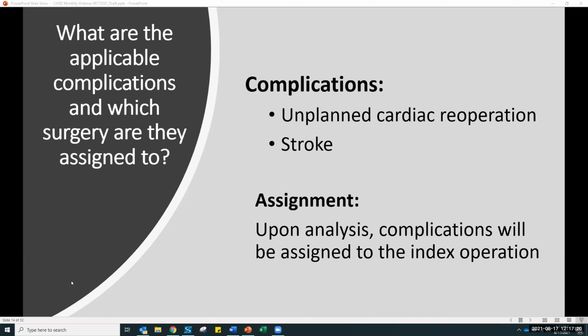We do know that there's a potential that there could be an unplanned readmission to the hospital within 30 days of the operation, but because I didn't provide dates in the scenario, we can't say that there is or isn't this, because you don't have a 30-day window that you can calculate, but keeping that in the back of our minds. And then assignment of these complications: upon analysis, the complications will all be assigned to that original index operation of the central shunt placement.